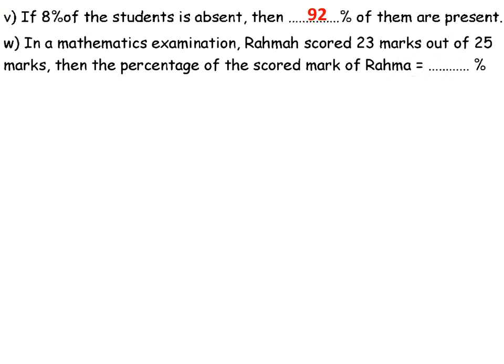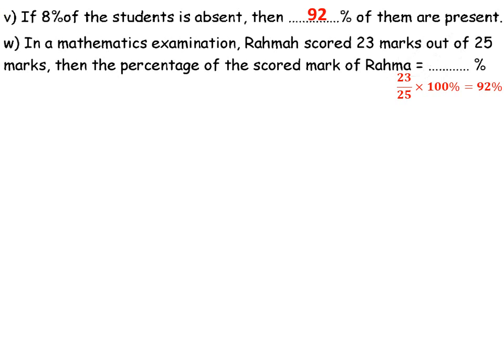Letter W, in a mathematics examination, Rahma scored 23 marks out of 25 marks. What is the percentage of Rahma's scored marks? Firstly, we will find the representation of 23 marks out of 25 by dividing 23 over 25 and multiplying by 100% to get its percentage. So 23 over 25 times 100% equals 92%. Again, 23 over 25 is the representation of the marks which Rahma gets.